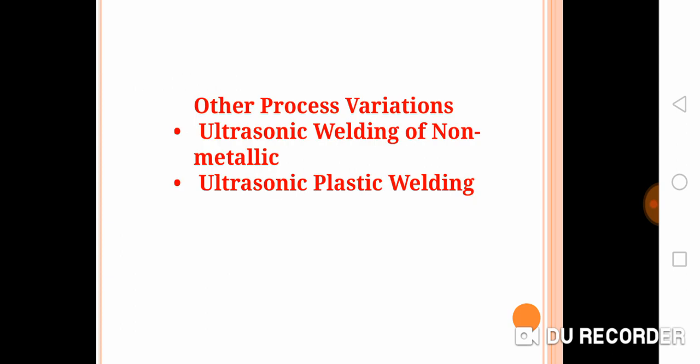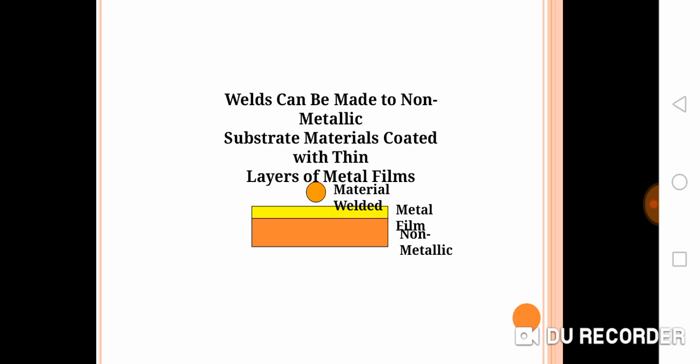Now other process variations. Even though we are discussing them as process variations, these are actually widely used welding processes based on the ultrasonic principle. Now non-metallic ultrasonic welding and plastic welding. Of course, plastic welding is very much a practically used one. Almost all the toy manufacturing area, the welding is being carried out. That is, the plastics are being joined using the ultrasonic welding process.